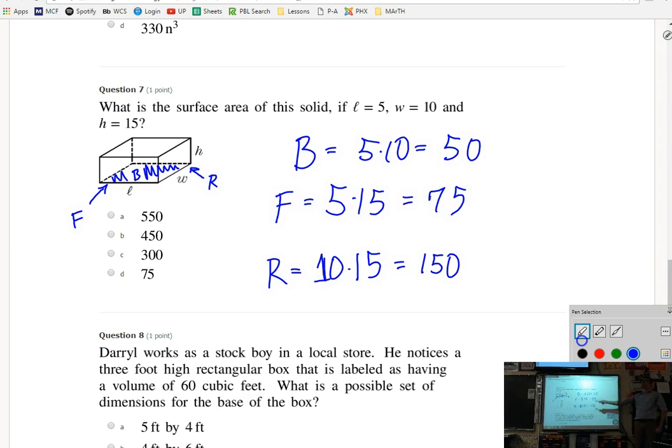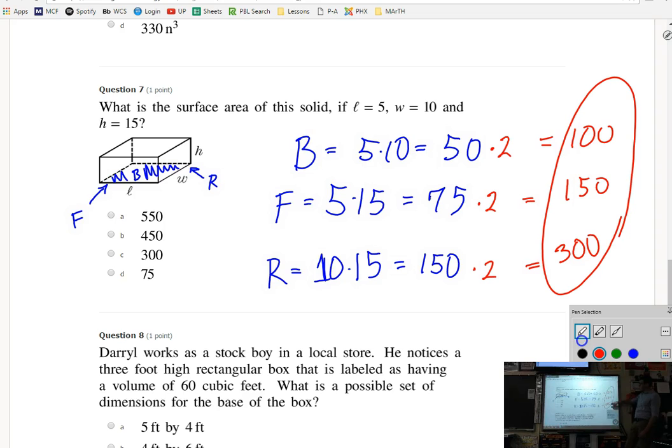Add those up, double it, because we only actually have done half of the faces, and that is how we wrap that one. Because the base matches with the top, I double that. Because the front matches with the back, I double it. And because the right matches with the left, I double it. I get 100, 150, and 300. Then I add all these up, and that will be the total surface area.